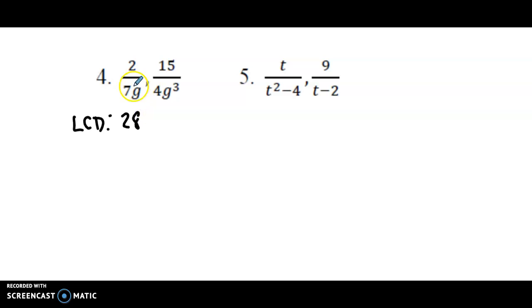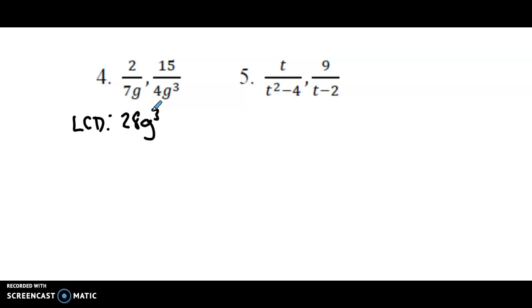Then you're going to look at the variable parts. As they have a common variable, you're going to pick the one with the largest exponent. So this has an exponent of 1, and this has an exponent of 3. The largest one is 3. So my LCD is 28g to the third. Again, monomials are going to be that easy when finding the LCD.